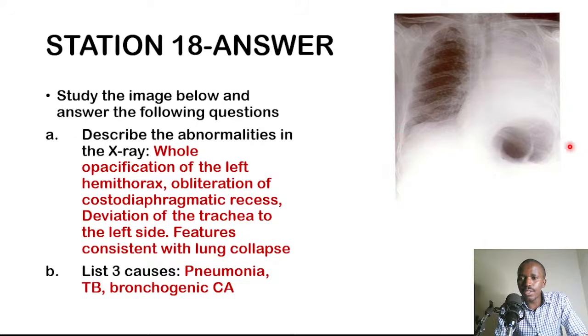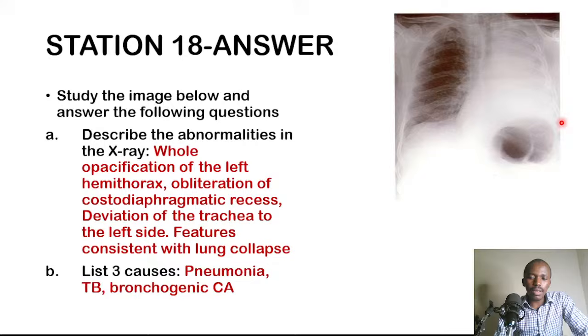This angle here, so we can't see the costophrenic angle here. Then of course, we have deviation of the trachea to the left side. So these are features that are going to be consistent with lung collapse. Then the 3 things that are going to be causing this: it could be a pneumonia, it could be a TB, it could be a bronchogenic carcinoma. I think I've covered this extensively on the channel.